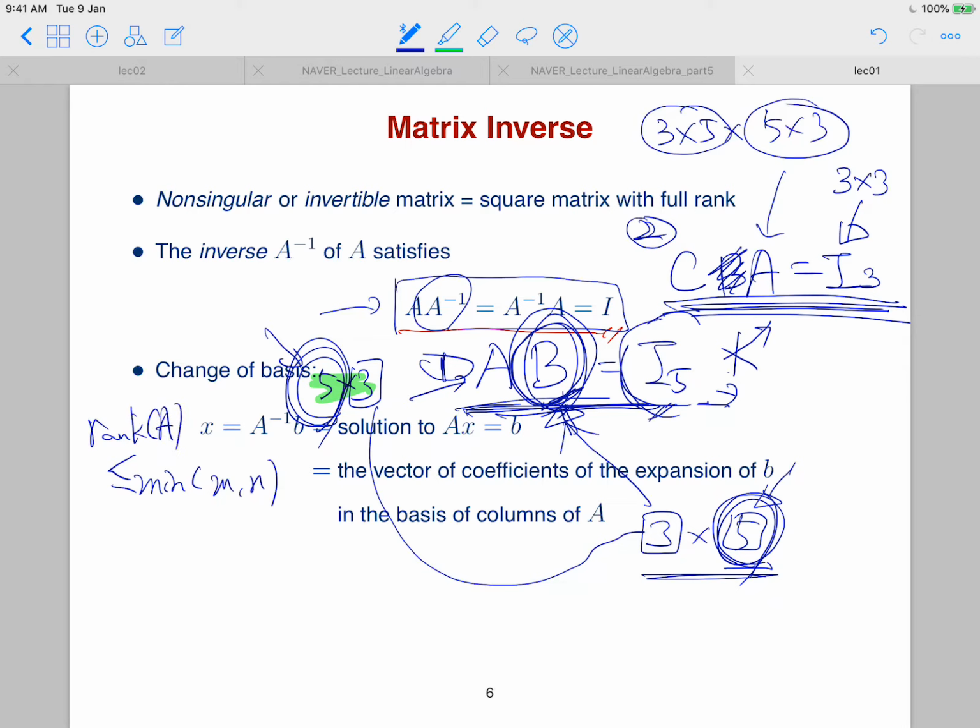So we have this property, right? The matrix rank is less than or equal to the minimum value between m and n when the size of matrix A is m by n. Okay. You guys know that?